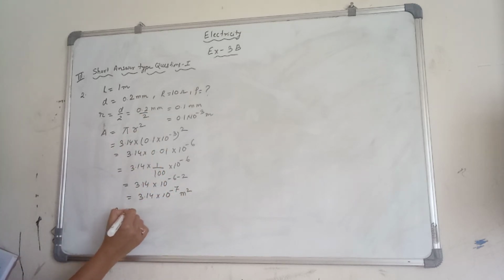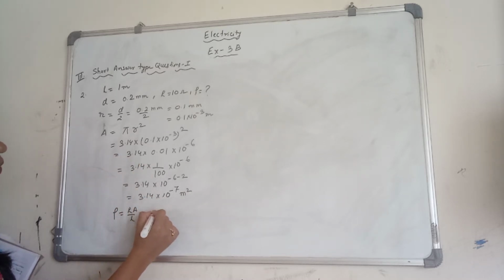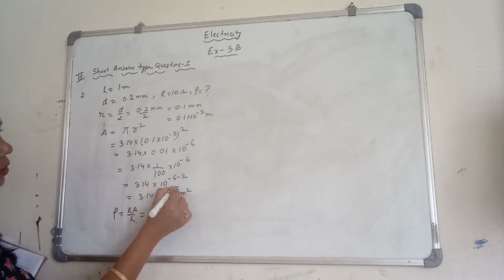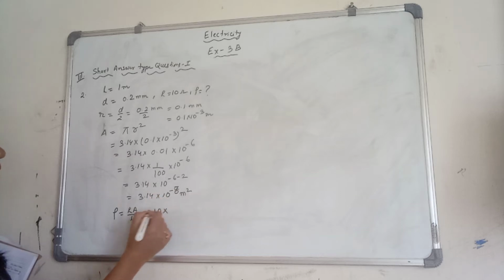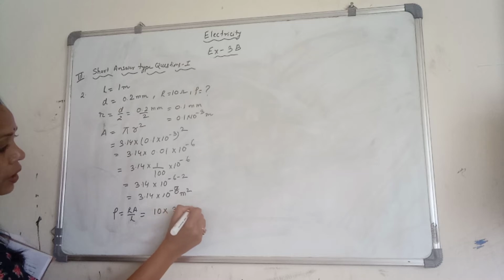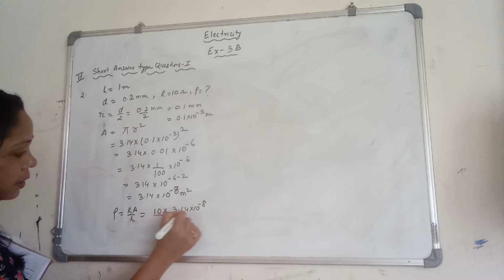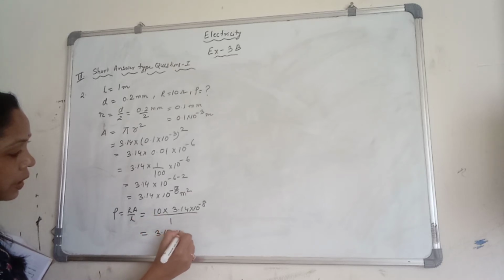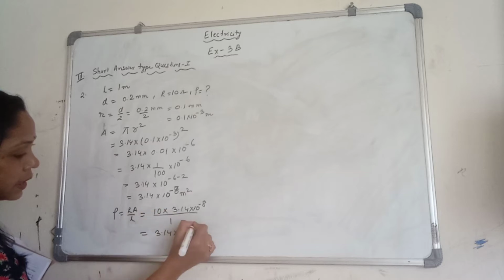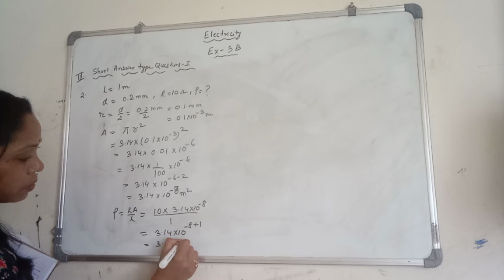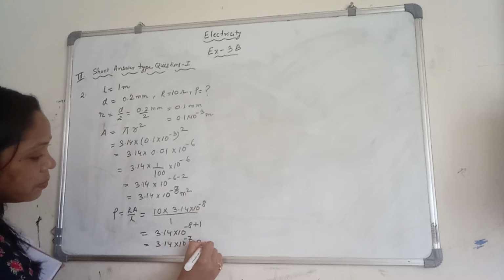Now rho is equal to Ra by L. Put the values. R is given as 10. A is given how much? This is 6 plus 2 will be 8, not 7. So A is 3.14 into 10 to the power minus 8, and the length is 1. So solve it. This is 3.14 into 10 to the power minus 8 and this is 10, I can write here plus 1. So this is 3.14 into 10 to the power minus 7 ohm meter.